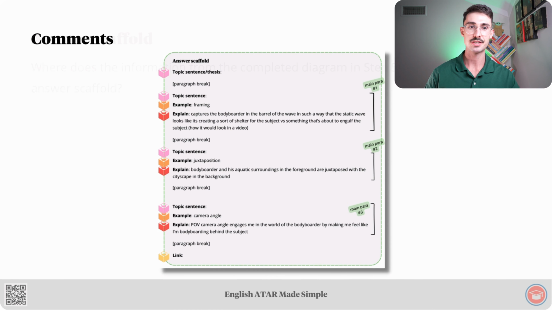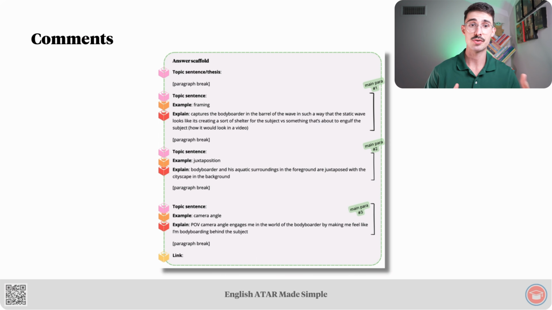Some comments based on what we've discussed about this question. The question specifies we need to discuss 3 visual language features. By discussing one per mini paragraph, we're clearly showing the marker that we're addressing that part of the question. We are shifting focus to a different visual language feature per paragraph. Importantly, I'm making it known in my response that each separate visual language feature still engages me in the world of the bodyboarder, which I've interpreted as one that creates a symbiosis between humans and nature.